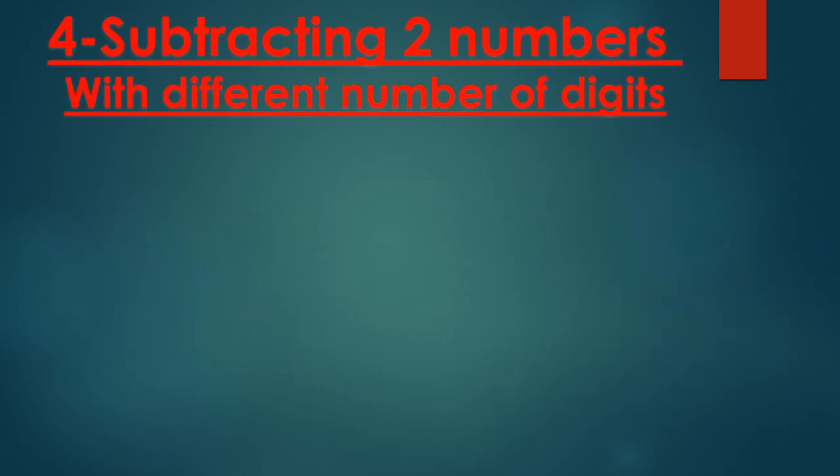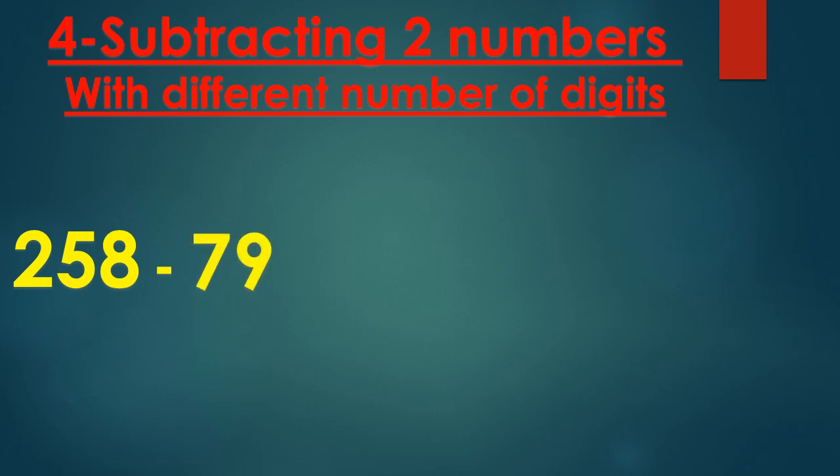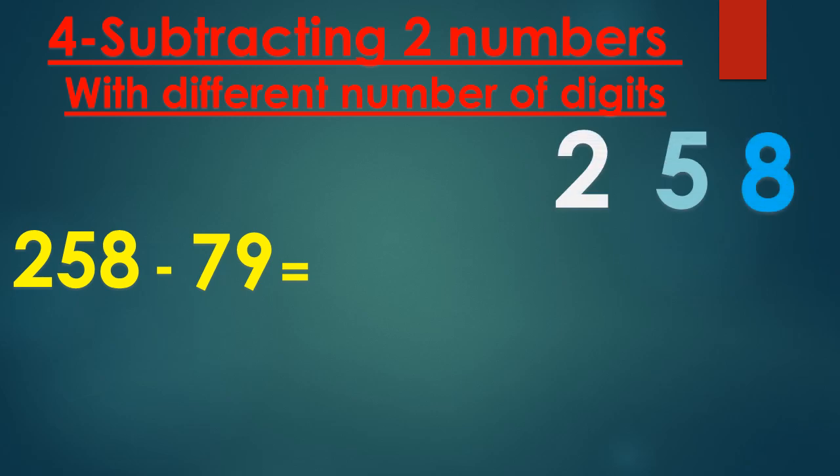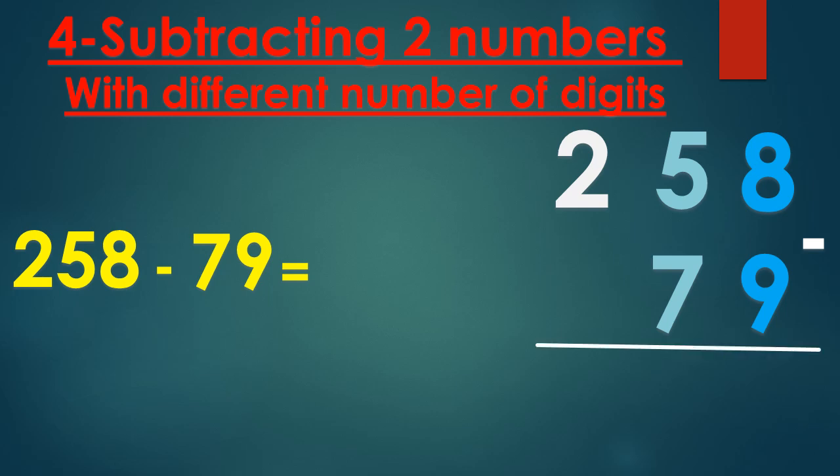Another example of subtracting two numbers with different number of digits is 258, which has 3 digits, minus 79, which has 2 digits. First, we write them one below the other from the right. The 9 is under the 8 and the 7 is under the 5. Then we start. 8 is less than the 9, so we borrow 1 from the 5. The 8 becomes 18 and the 5 becomes 4. 18 minus 9 is 9.